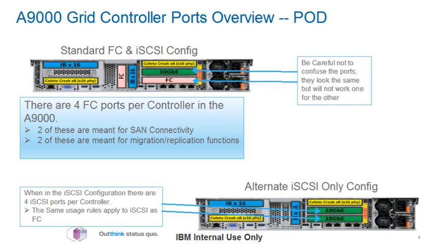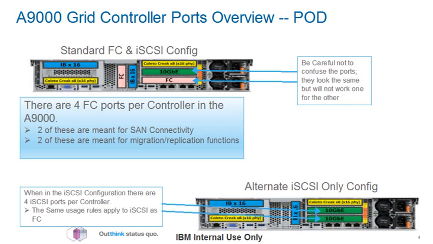On the next slide, slide 5, we're going to take a slightly closer look at the A9000 grid controller ports overview for the pod configuration. These are very similar to the A9000R configurations. If you look really close, you will be hard-pressed to discern what is the difference. You'll have to go back and forth between the slides a few times. It's the InfiniBand cards. Layout's slightly different. Same rules as before and same wording as before.